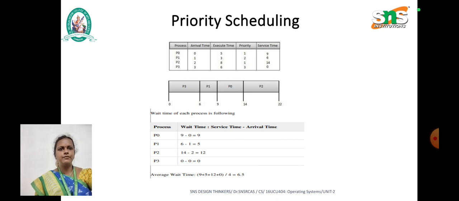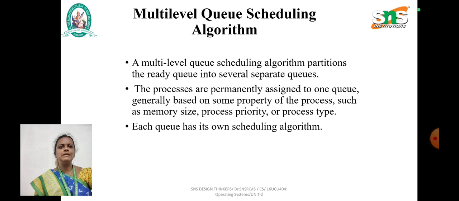This is an example for priority scheduling. Here the average waiting time is reduced to 6.5. Next one is the multi-level queue scheduling algorithm. A multi-level queue scheduling algorithm partitions the ready queue into several separate queues. The processes are permanently assigned to one queue, generally based on some property of the process such as memory size, process priority or process type.